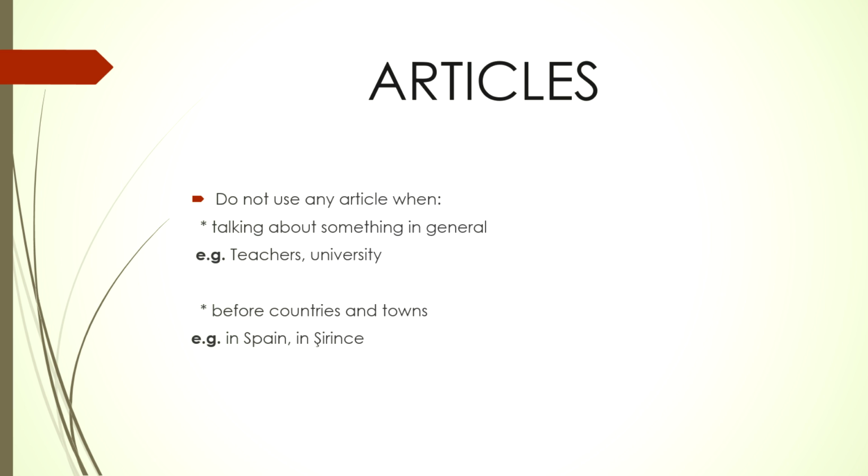We generally don't use any article when talking about something in general, like teachers, university, education, etc. There is no specific thing in these examples, so we don't need an article. Also, before countries and towns, there is no need for articles. For example, in Spain, in Şirince, in Turkey.